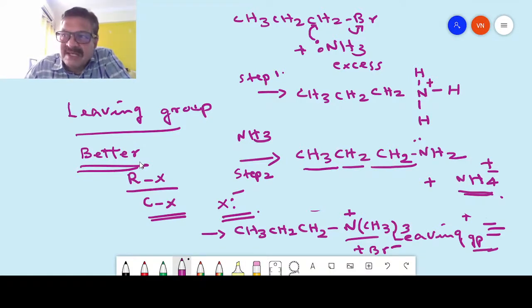Now we can say nucleophilic substitution will occur with leaving groups that are weak bases. Most important point here: weak bases. Leaving groups are all weak bases. It should be a weak base.